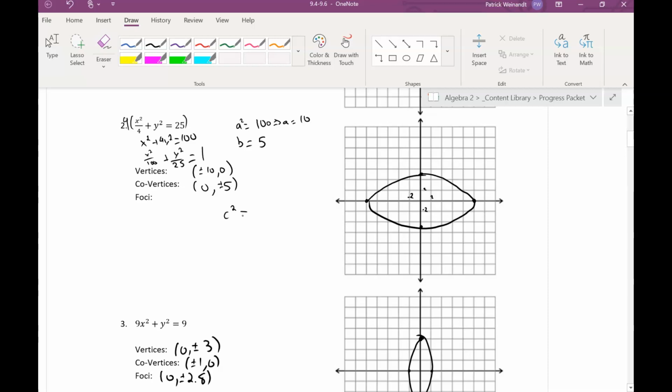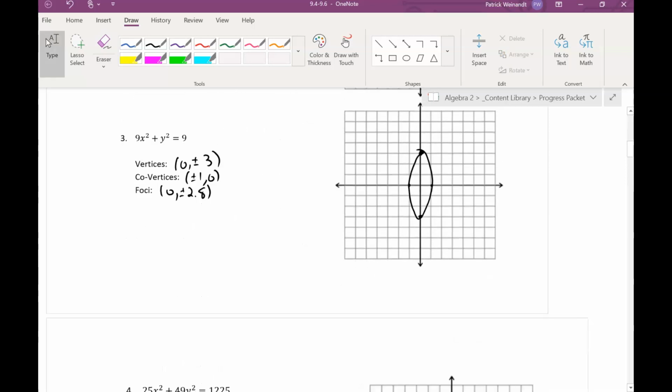Okay, now to find the foci, we need to do that relationship. We know c squared for an ellipse equals a squared minus b squared. So plug in your values, and you'll find that c squared equals 100 minus 25. So c is going to be the square root of 75, which is about 8.66. So our foci lie on the same x-axis that the vertices do when it's orientated this way. So it's going to be plus or minus 8.66 and 0. So that's how you do number 2.